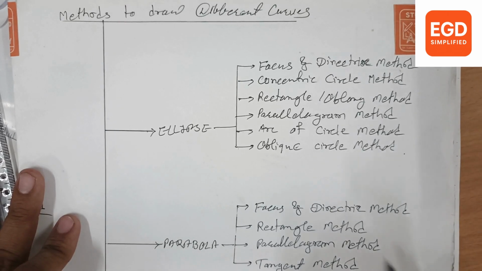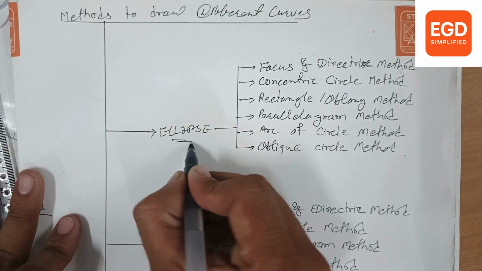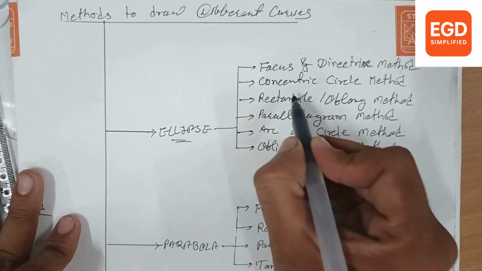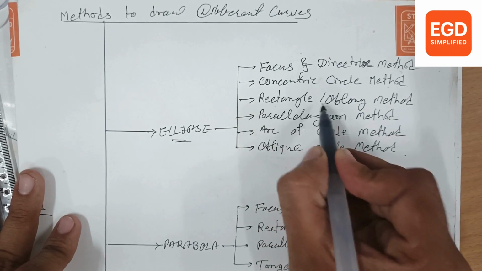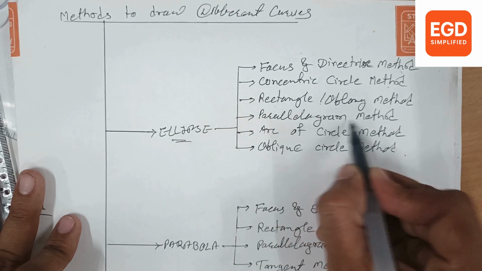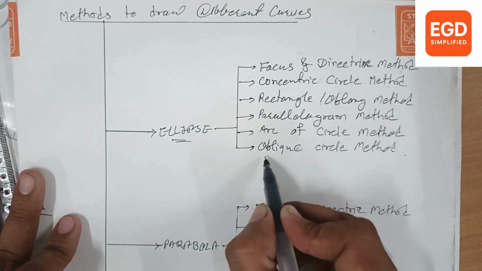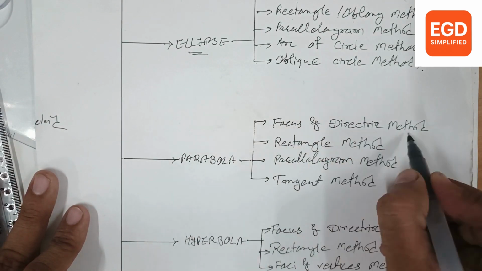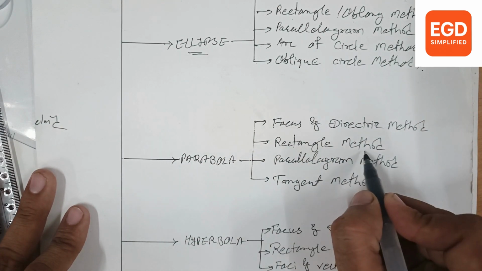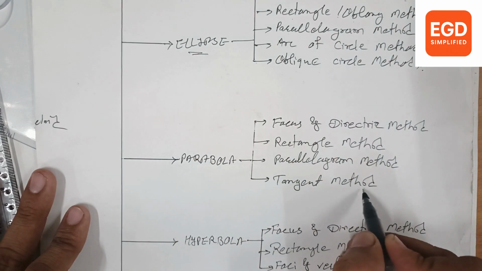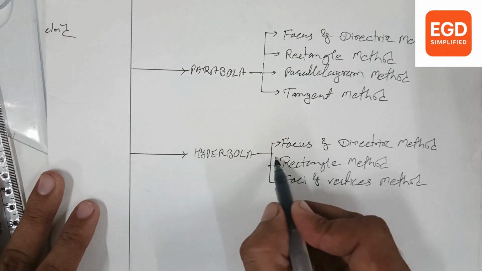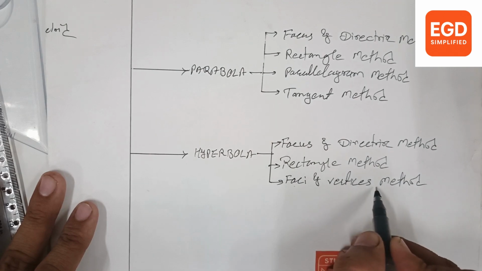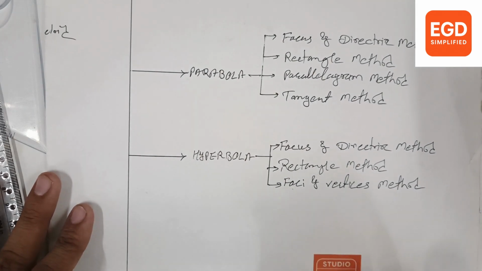There are different methods to draw the different curves. To draw the ellipse, there are mainly 6 types of methods: focus and directrix method, concentric circle method, rectangle or oblong method, parallelogram method, arc of circle method, oblique circle method. For parabola there are 4 types of methods: focus and directrix method, rectangle or oblong method, parallelogram method, tangent method. And for hyperbola there are 3 types: focus and directrix method, rectangle method, and foci and vertex method, that we are going to learn in a further lecture.